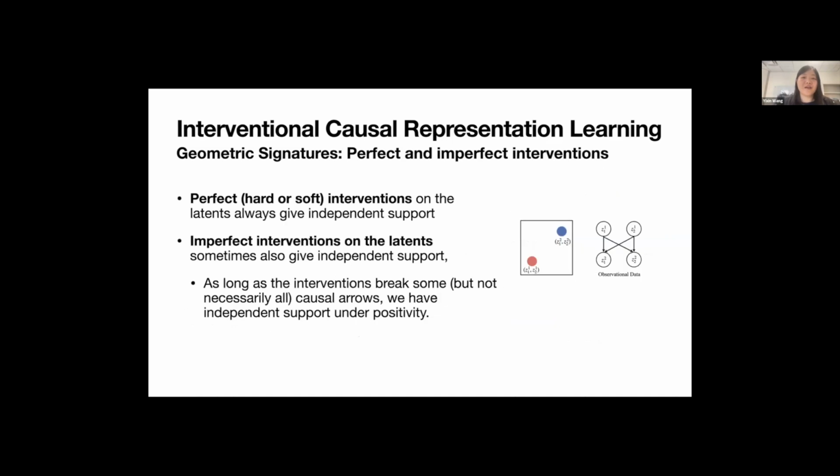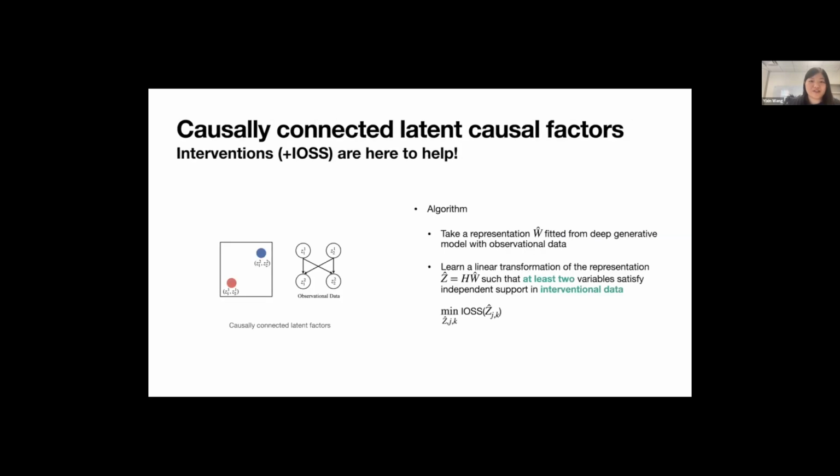All right. So, broadly, the intuition here, as I said, is both perfect, hard, or soft interventions on the latent will always give us independent support because they're breaking the connections. If we're working with imperfect interventions and we're working with a specific class that also gives independent support, then we will be able to make use of independent support to help us get identification.